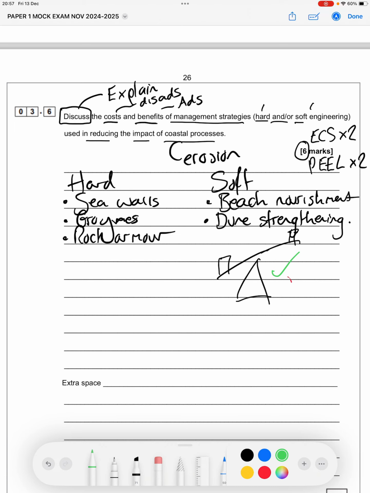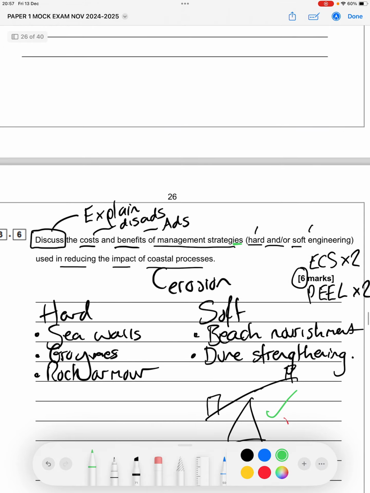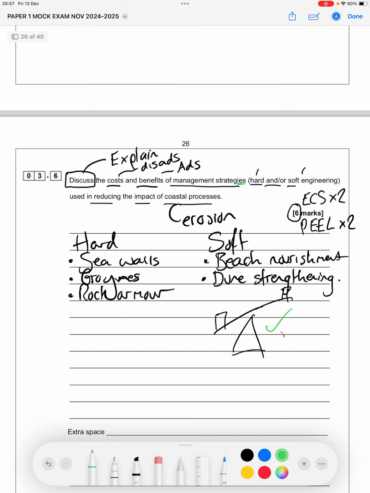But then you might just drop in a little bit of detail about beach nourishment and remark about how beach nourishment, soft engineering, can help to extend the width of the beach, which slows down the waves of the energy, reducing the risk of erosion. So again, you don't have to be fully balanced. But one last top tip, I'm going to zoom in. You can see there, clear as day, it is plural. It does want you to talk about more than one. So whether you talk about seawalls and groins, or whether you talk about rock armour and dune strengthening, it doesn't matter. You have to do more than one.